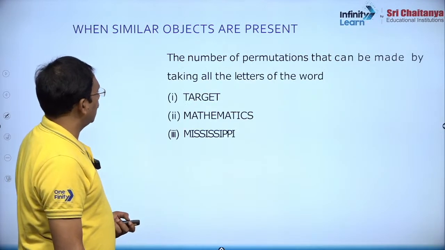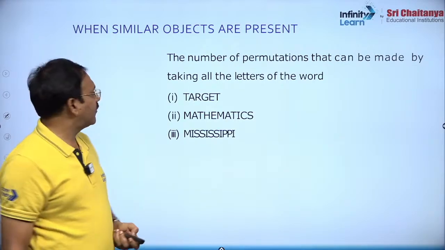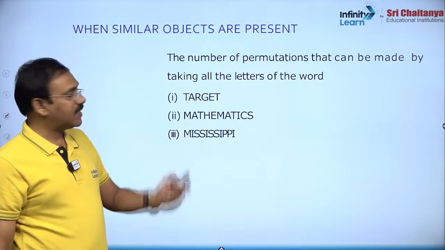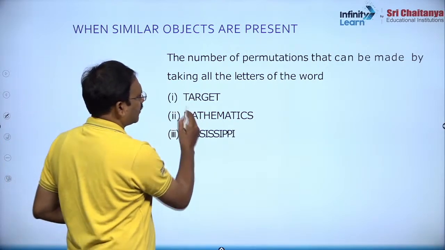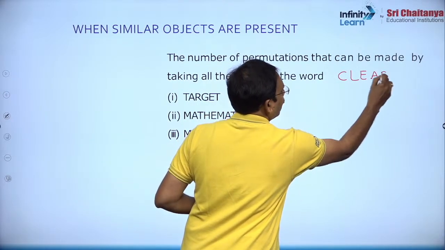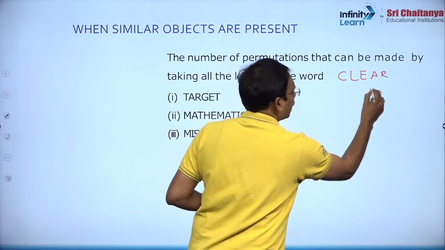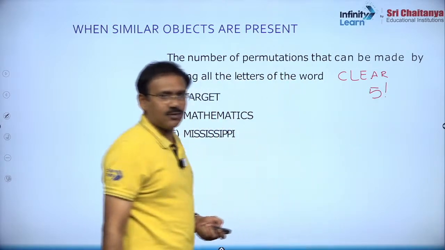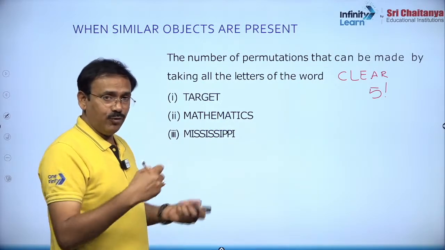Next, my dear friends, when similar objects are present, consider the number of permutations that can be made by taking all the letters of the word TARGET. Suppose your word is CLEAR, in which all 5 letters are dissimilar, the total number of arrangements is just 5 factorial. I am not going to discuss the proofs here.